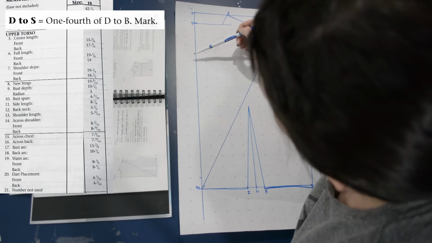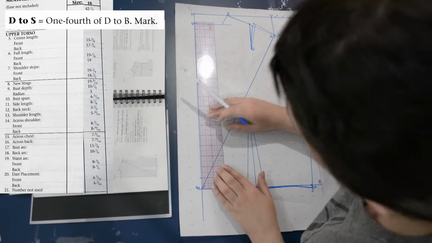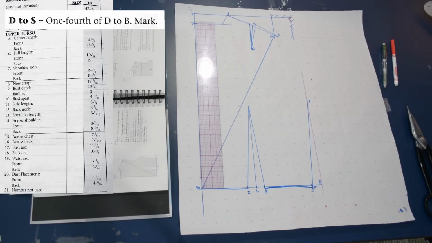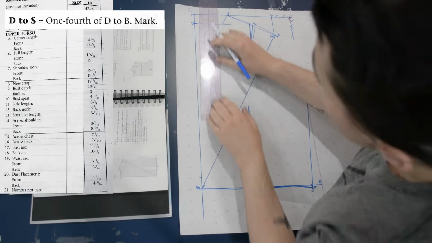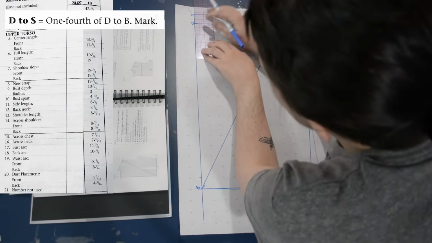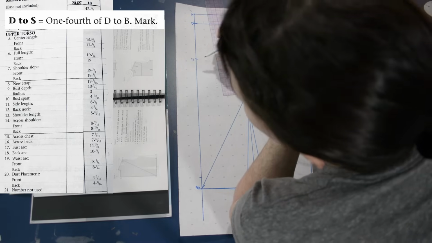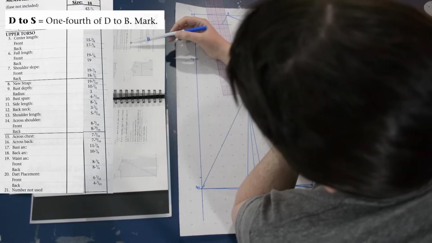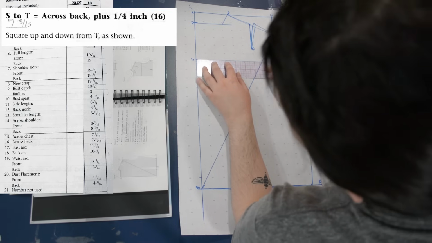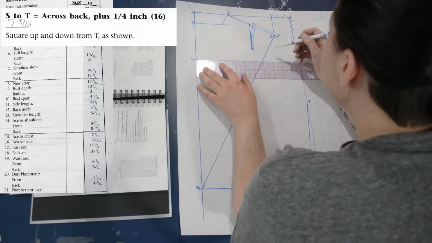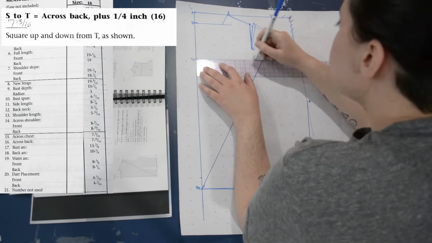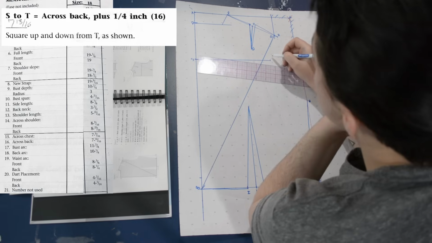S is going to be down here, 1/4 of D to B. D to B in this case being 17 3/4. Well, what's 1/4 of that? 4.43. That's not precise. 4.4-ish here, and this is S. Now mark S to T, across here. S to T is the across back measurement plus 1/4 of an inch. So 7 and 13/16. Honestly, that measurement, not my fave. And this is now T.